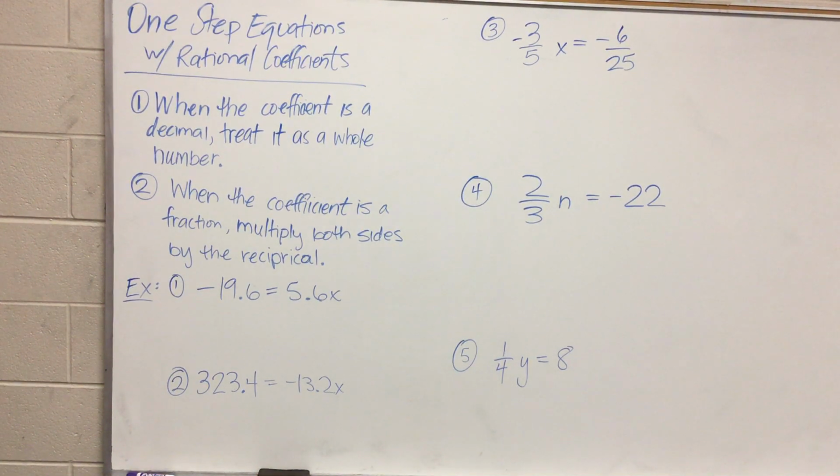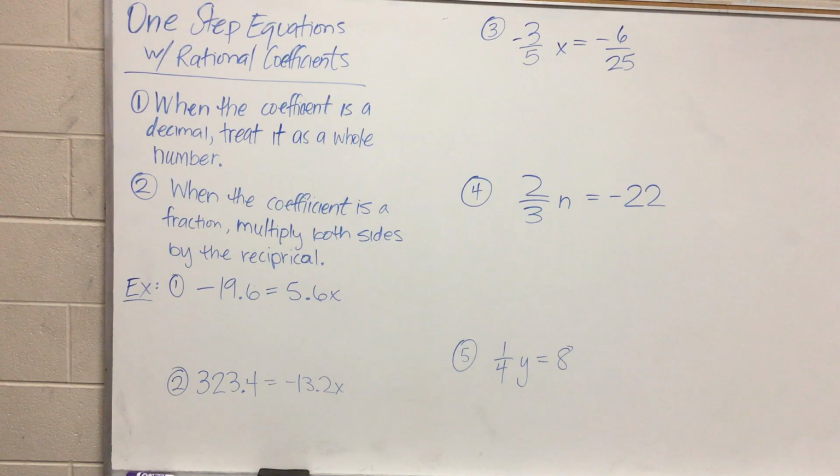So today we're going to be doing the last extension of one-step equations. We've done one-step equations when it's just adding, and then we also have done subtracting, multiplying, and dividing. Alright, so now we're going to do one-step equations when there is a rational coefficient.